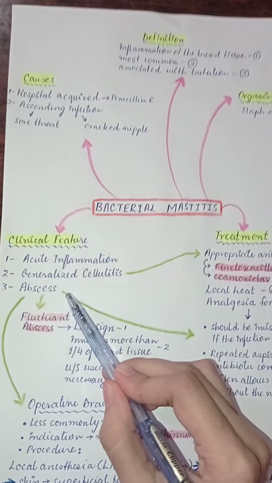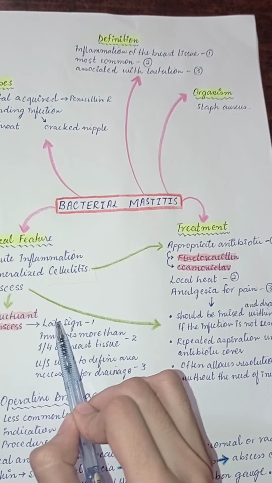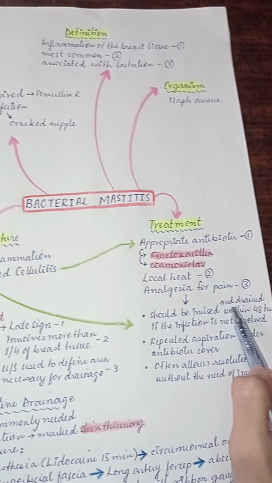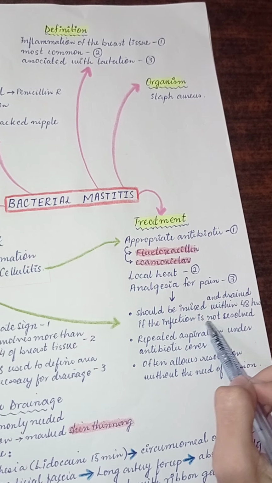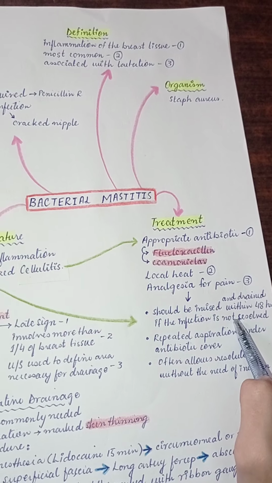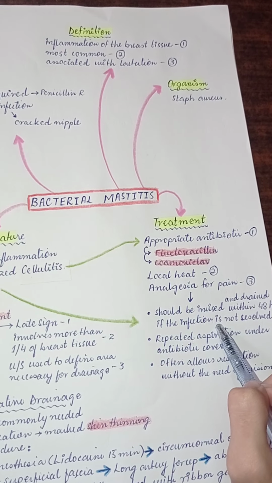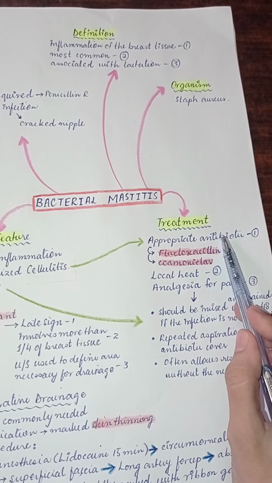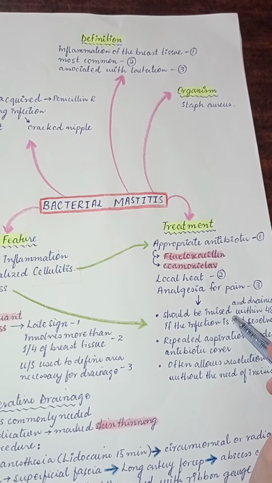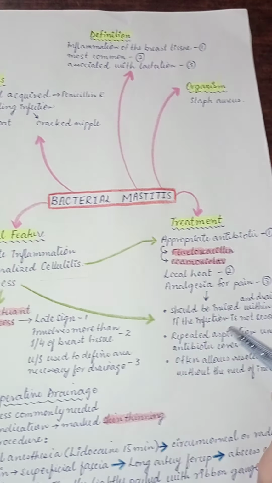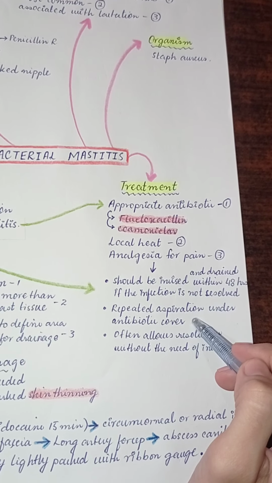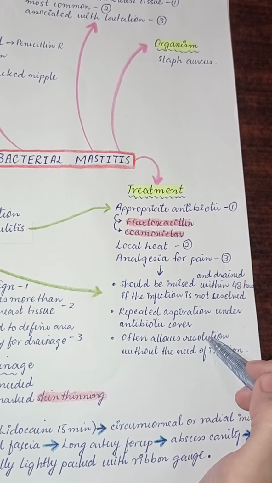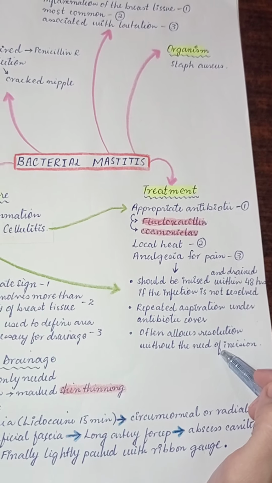In case of abscess, it should be incised and drained within 48 hours. In case of infection which is not resolved up till 48 hours. If the infection has been resolved due to appropriate antibiotic, there is no need to drain the abscess. Next point is repeated aspiration under antibiotic cover is used and it often allows resolution without the need of incision.